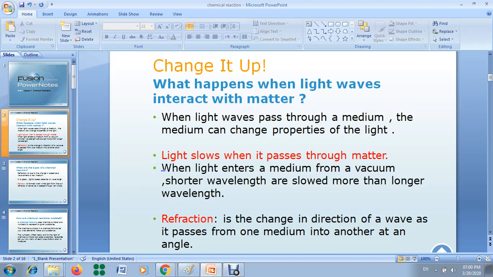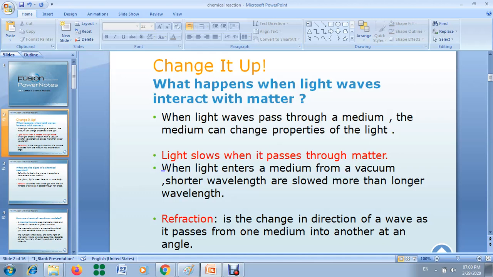All the light wavelengths travel at the same speed in vacuum. If you're talking about red light, violet light, blue light, all of them in vacuum have the same speed, 300 million meters per second. But what's going to happen to this speed? Will it stay the same for all wavelengths when they travel through a medium?